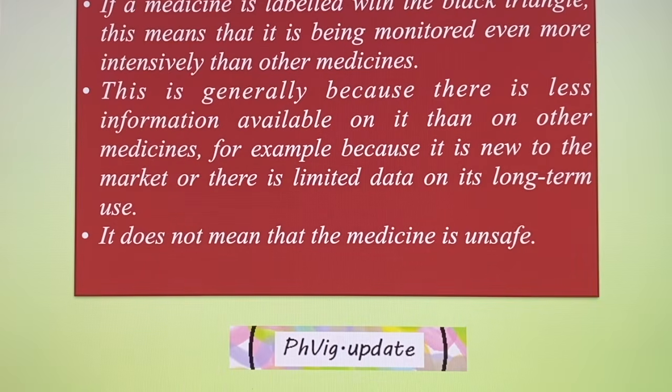The black triangle symbol does not indicate that the medicine is unsafe, but rather that more information is needed and monitoring is intensified. The symbol appears in product information documents such as the summary of product characteristics and package leaflets. Black triangle medicines support early signal detection, improve patient safety, and strengthen pharmacovigilance systems. In conclusion, black triangle medicines are closely monitored to ensure continuous safety evaluation.